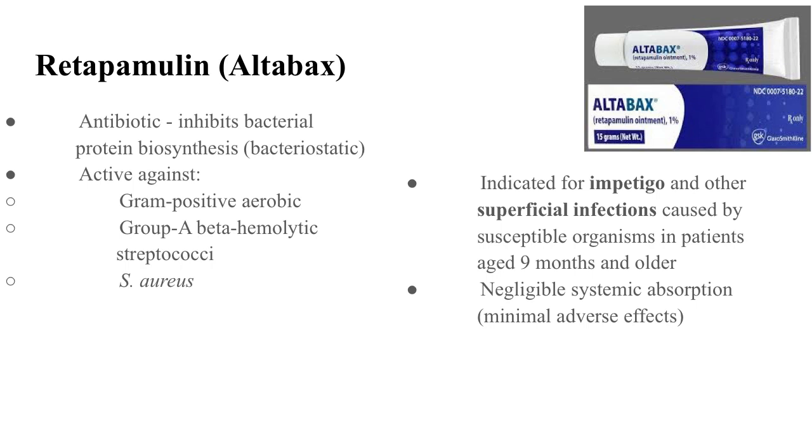The first prescription product that we'll discuss is Retapamulin. The brand name of that one is Altabax. It inhibits bacterial protein biosynthesis and is therefore bacteriostatic, not bactericidal. It has activity against gram-positive aerobic bacteria as well as group A beta hemolytic streptococci and Staph aureus. It's indicated for treating impetigo and other superficial infections caused by susceptible organisms, and it can be used in patients as young as 9 months old. It doesn't show any systemic absorption, so we don't have to worry about systemic adverse effects.